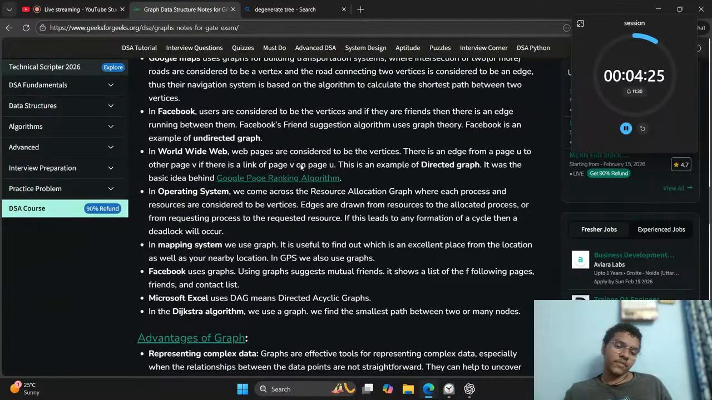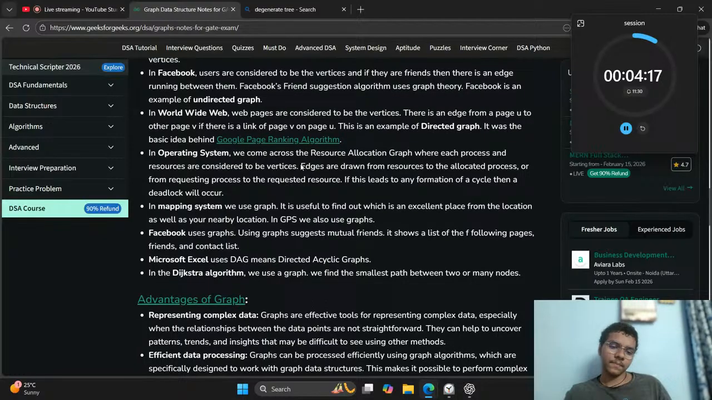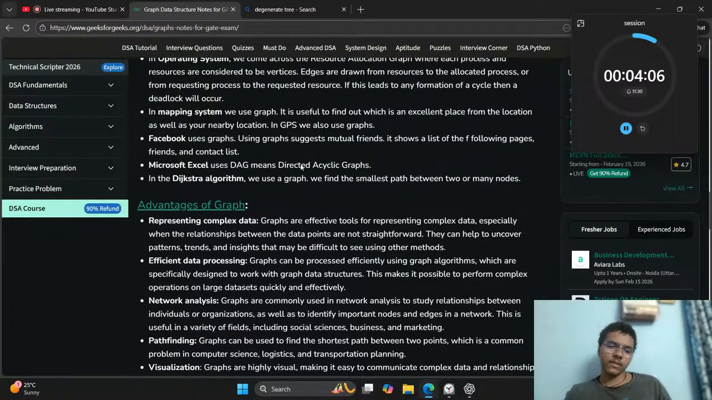In mapping systems, we use a graph. It is useful to find out an excellent place from your location as well as nearby locations. In GPS, we also use graphs. Facebook uses graphs to suggest mutual friends. It shows the list of following pages, friends, and contact list. Microsoft Excel uses a DAG. And in Dijkstra's algorithm, we use a graph to find the shortest path between two or many nodes.